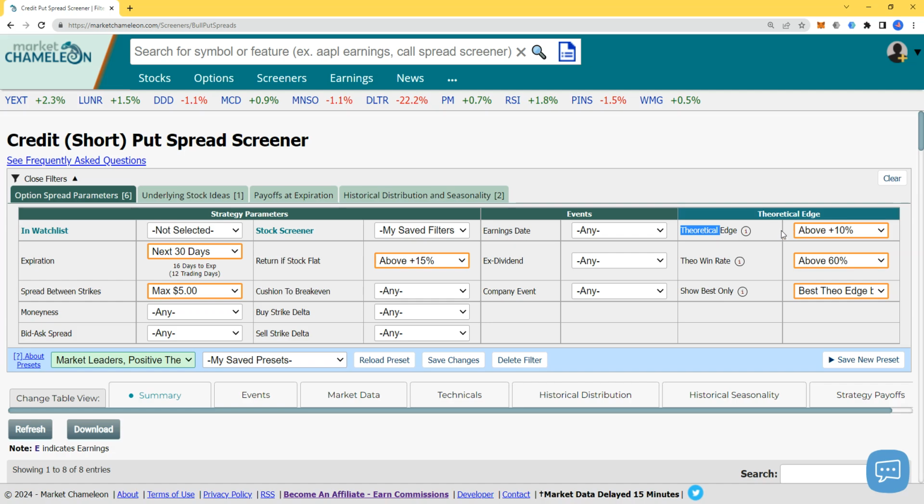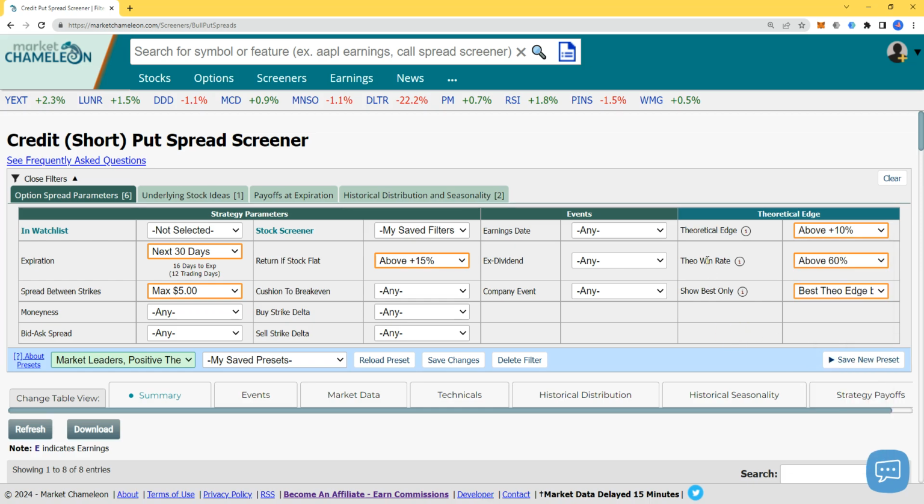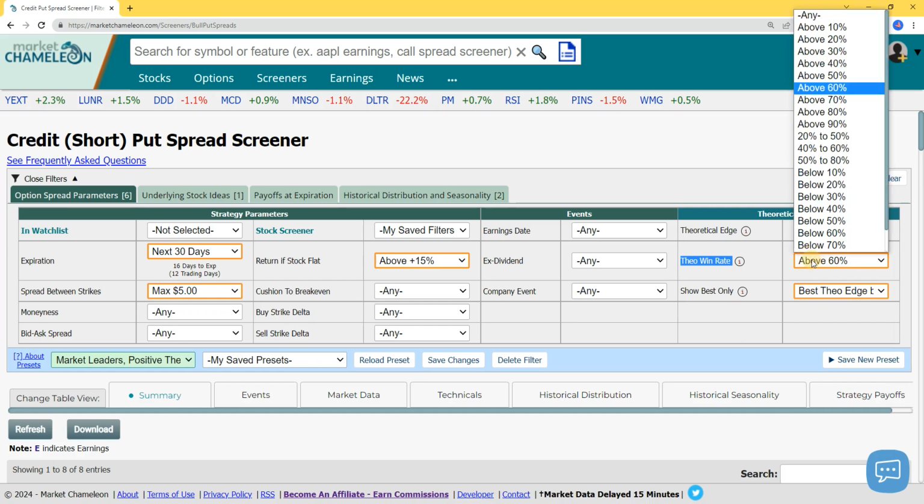Okay, this is interesting, an edge of over 10%. Again, that means that you are collecting more money than what you should have based on history. Above 10% edge, that's pretty good. Theoretical win rate, you've got over 60% win rate based on history. So that's good, that's an edge.